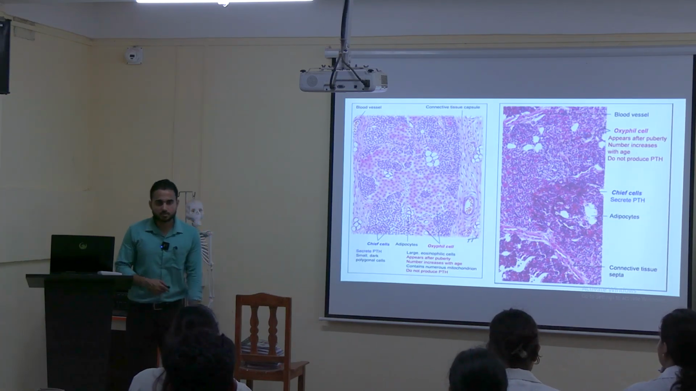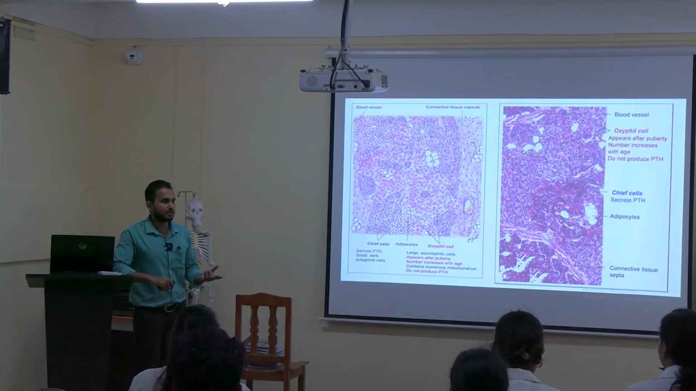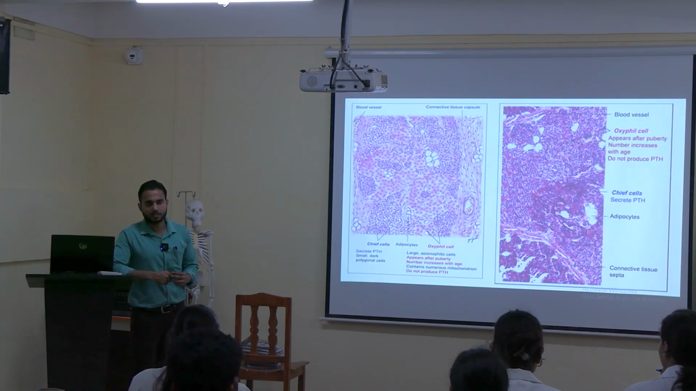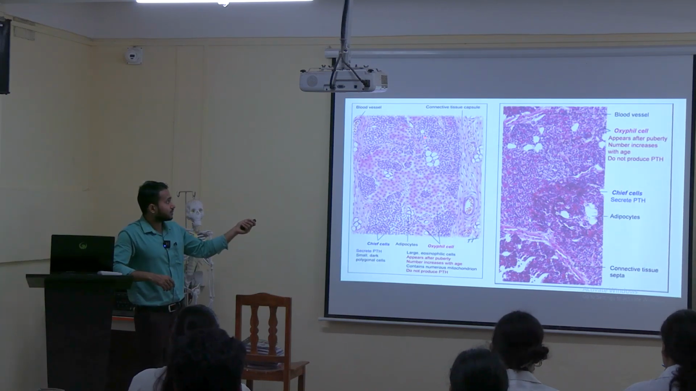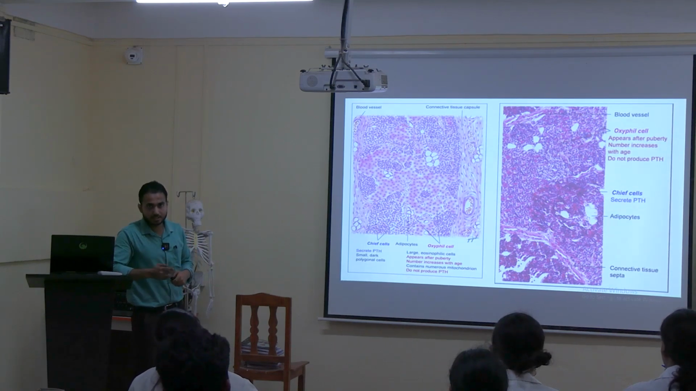Why are sinusoids associated with this particular type of cells? Because parathyroid hormone is secreted. After the hormone is secreted, where will it go? It will go to the bloodstream directly. That's why there are more blood vessels near the chief cells.